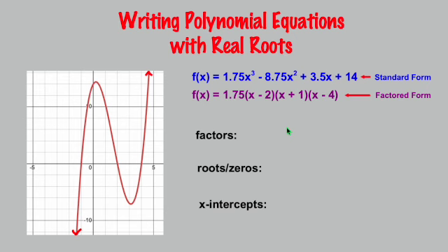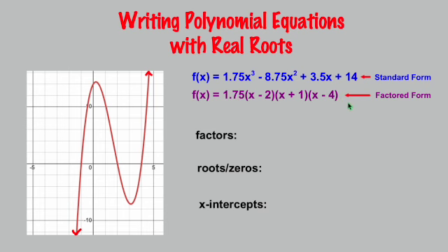Before we learn how to write polynomial equations, given the roots or the x-intercepts, let's take a look at this equation here. It's already been graphed for us, and I have it in both what's called standard form and factored form. Understand that these two equations describe the exact same graph. They're just written a little bit differently. And there'll be another video that shows how to take standard form and turn it into factored form.